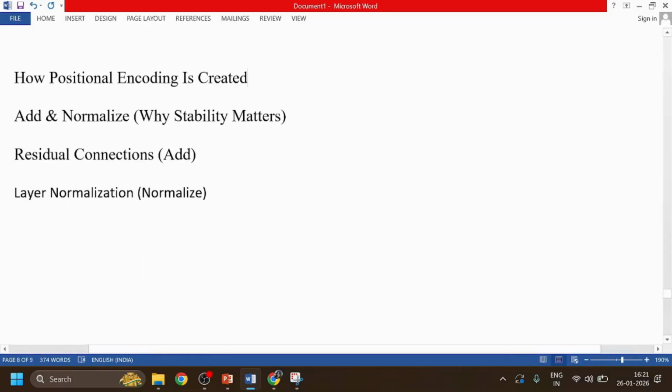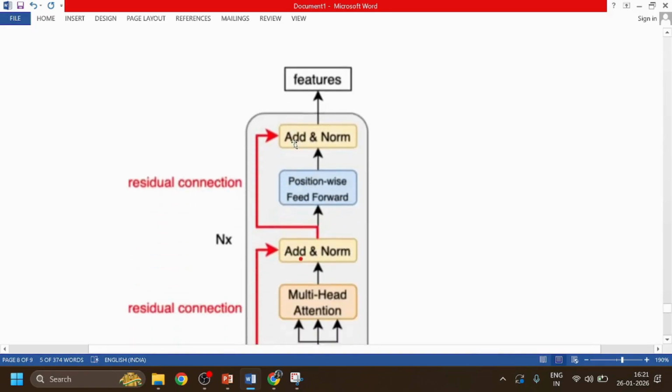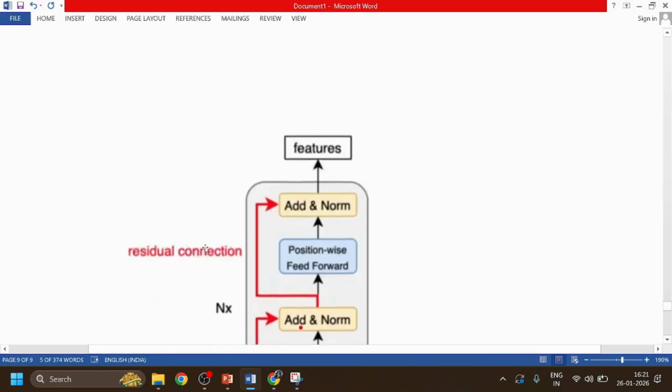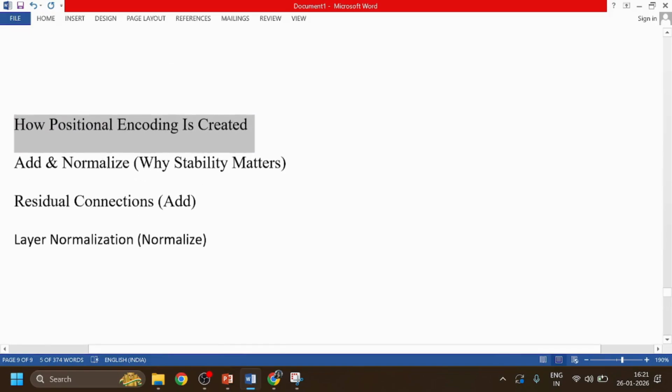Now we are going to move on to how positional encoding is created. Positional encodings are created using sine and cosine functions. This creates a smooth and unique pattern for different positions. With the help of sine and cosine we can say positional encodings are created using cosine and sine functions, and this creates a smooth and unique pattern for different positions.